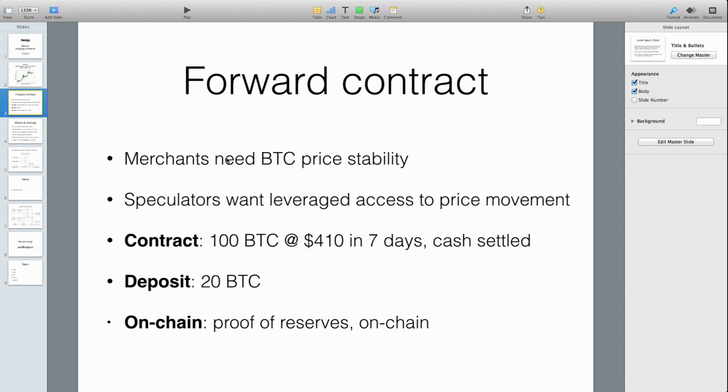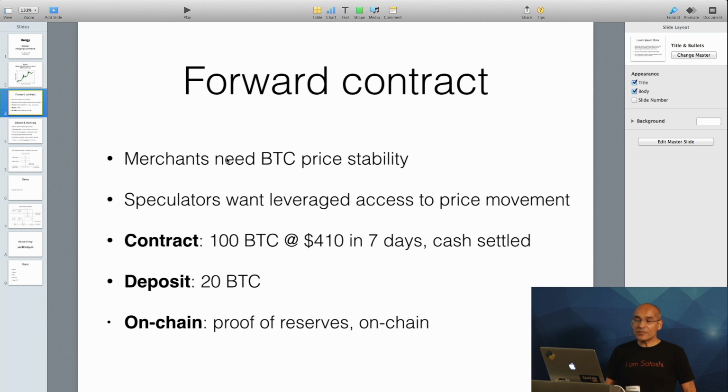And what we do is a forwards contract. Basically, merchants want stability. Speculators want leveraged access to the price movement, so we create a contract for in the future at a set price, and merchants take one side of the deal, the speculators take the other side. And all this is done on-chain, on the Bitcoin chain.